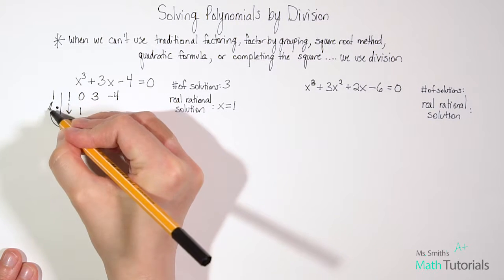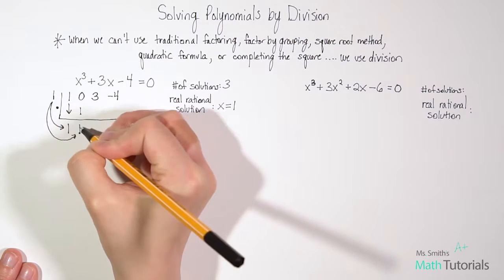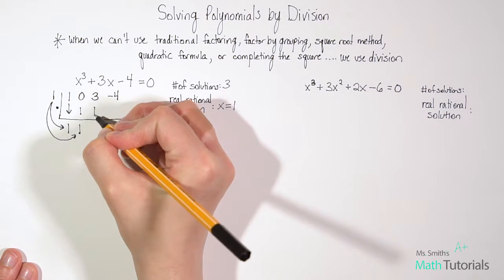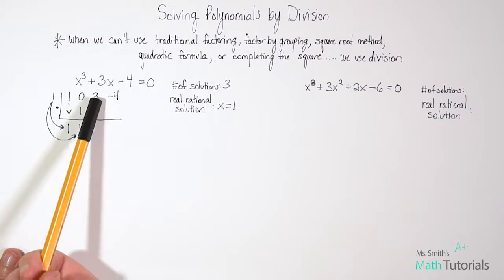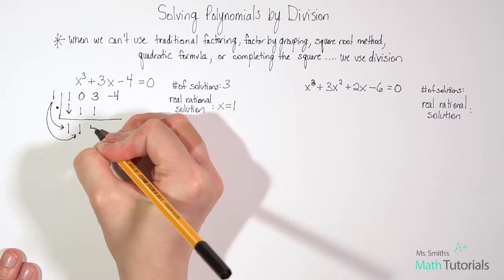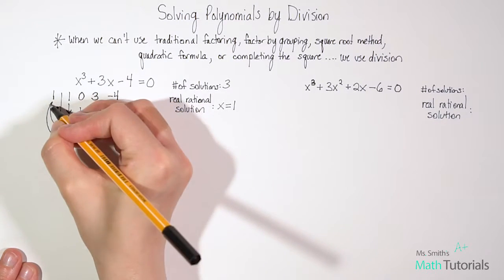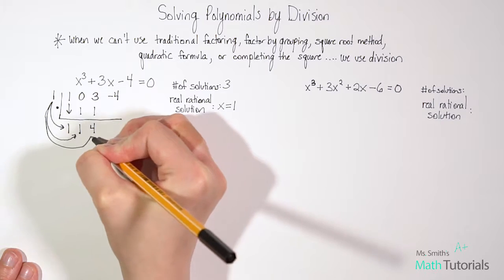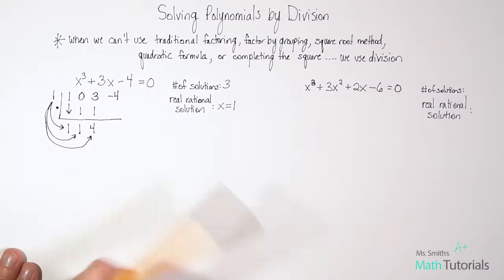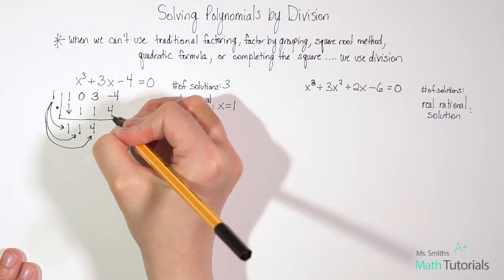We continue this multiplication chain, so 1 times 1 again is just 1. 3 plus 1 is 4. And we do this one more time. So 1 times 4 is a positive 4.